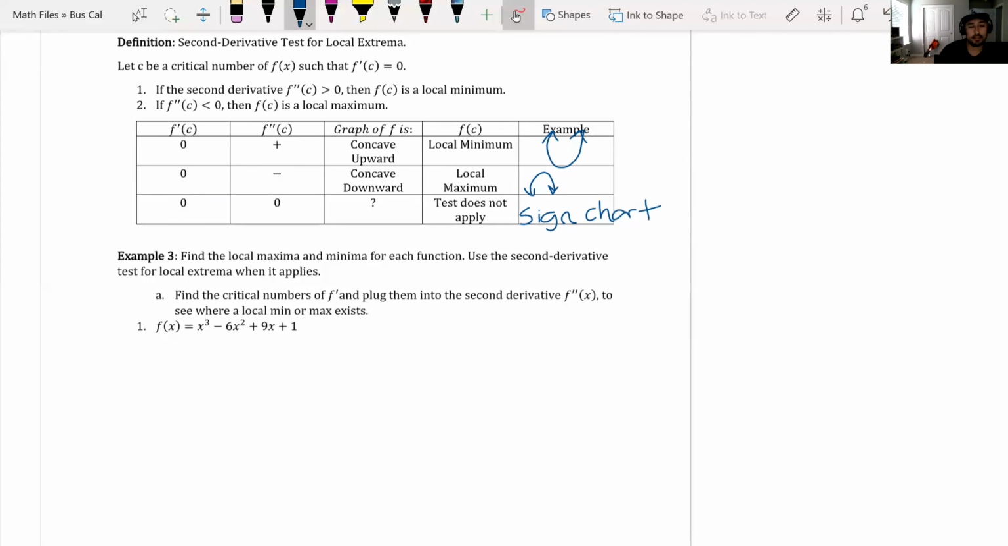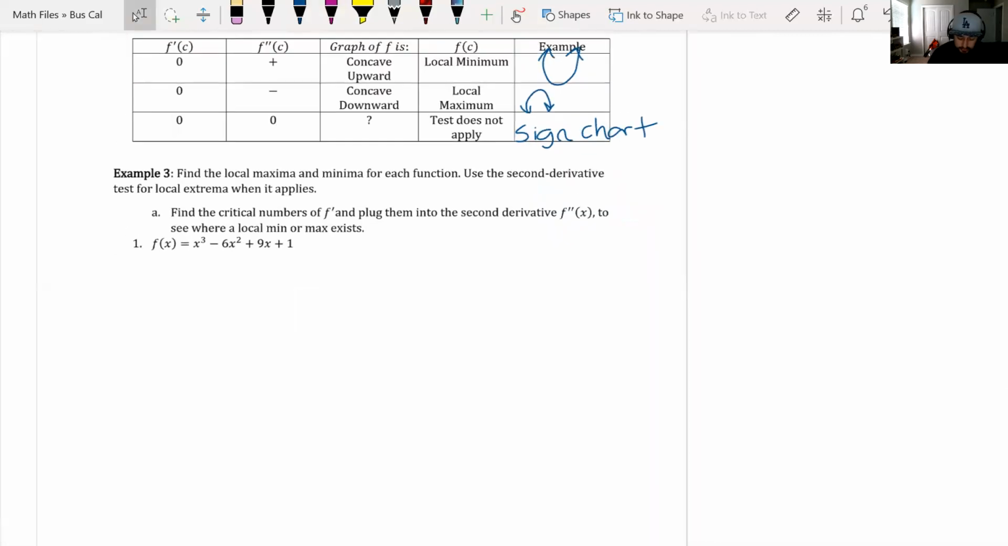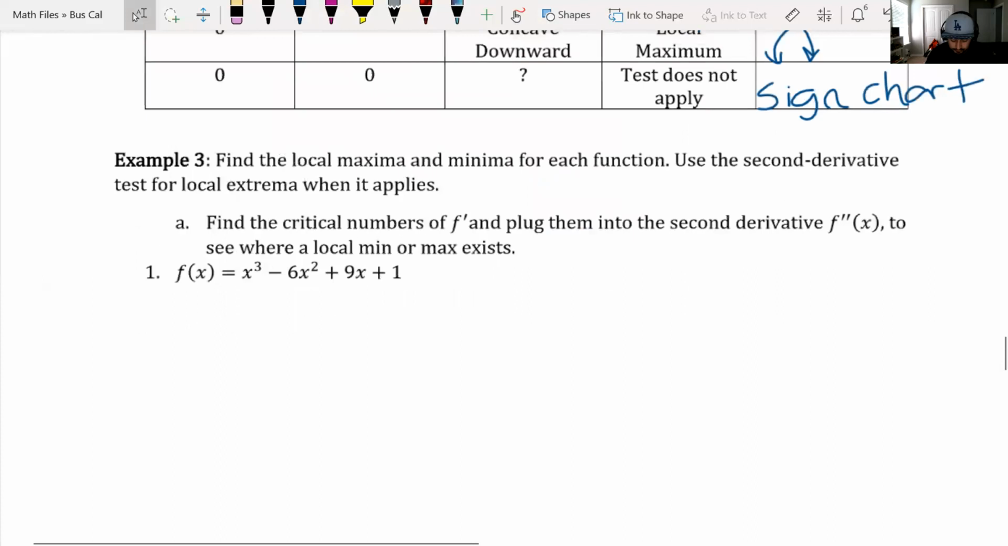So example 3, find the local maximum and minimum for each function. Use the second derivative test for local extrema when it applies. Okay, so find the critical numbers, plug them into the second derivative to see where local max or min exists. So we're going to try to use the second derivative test here. So the very first step is find the critical numbers, okay? We got all the room in the world too.